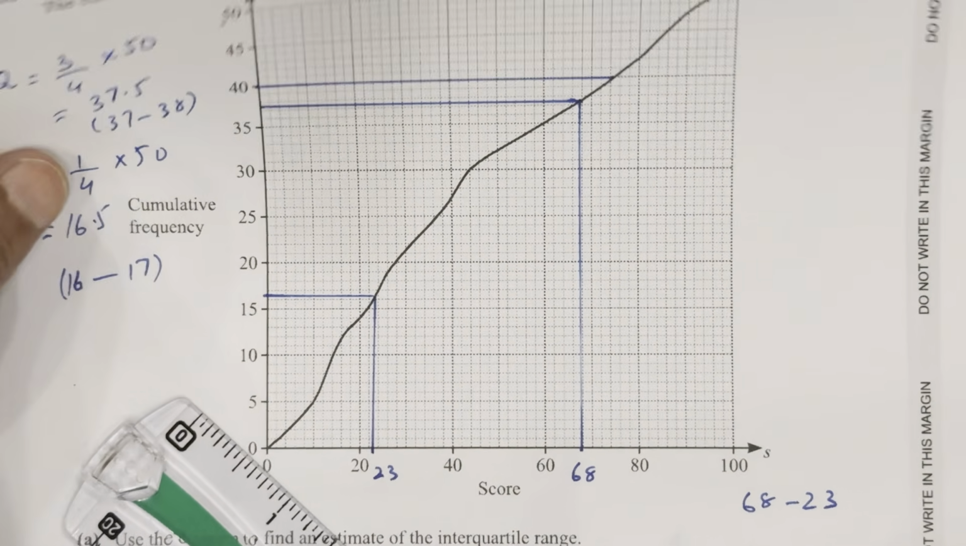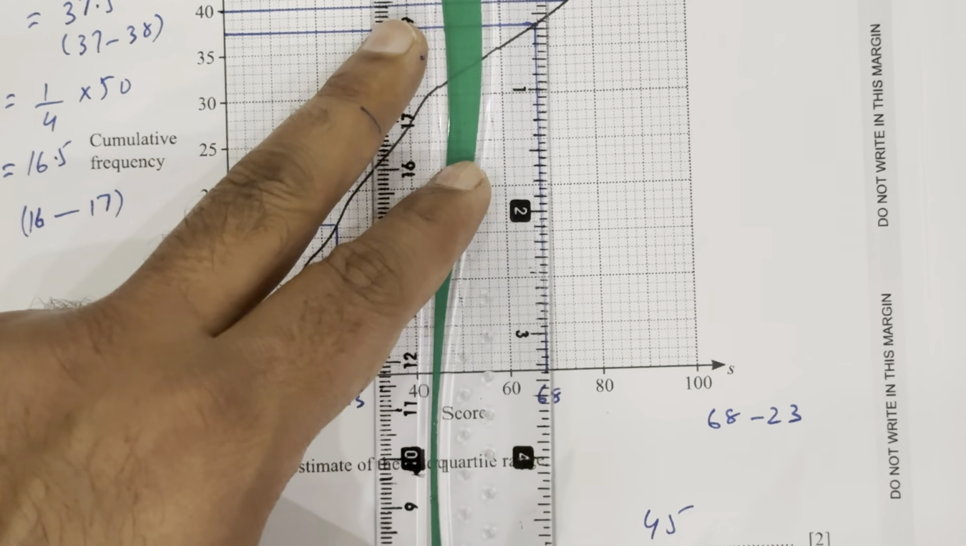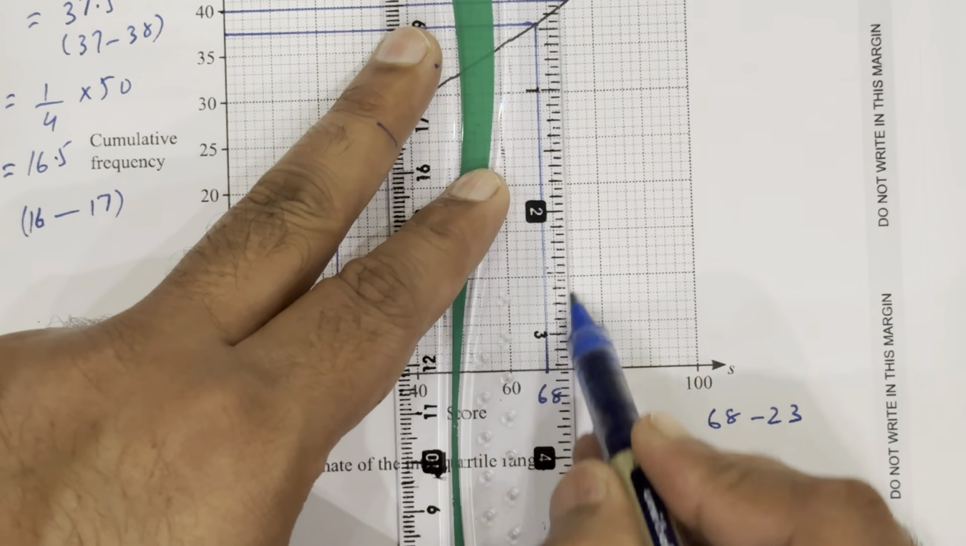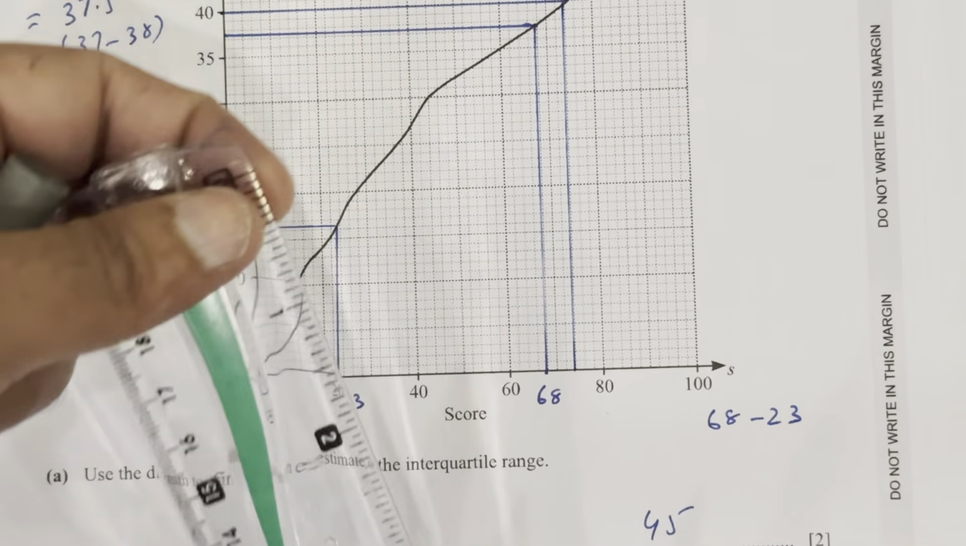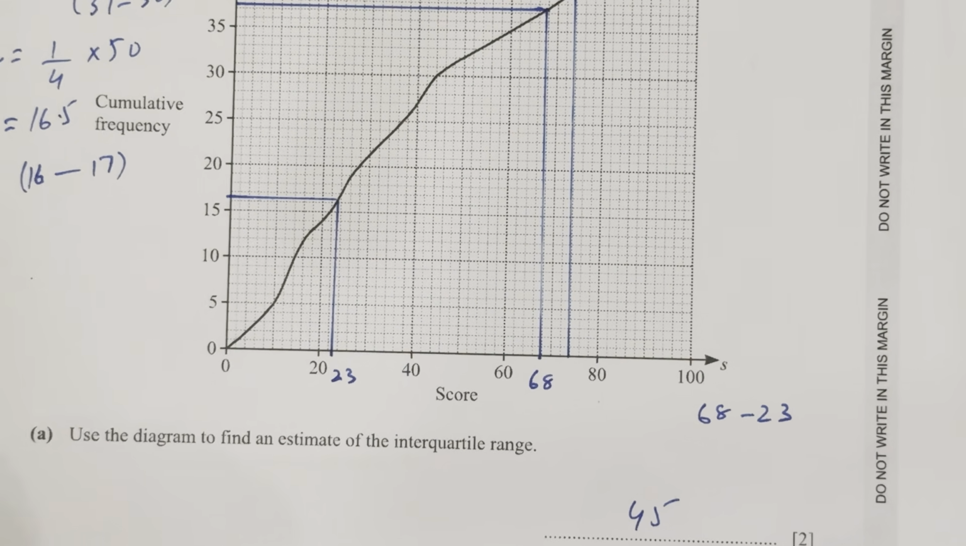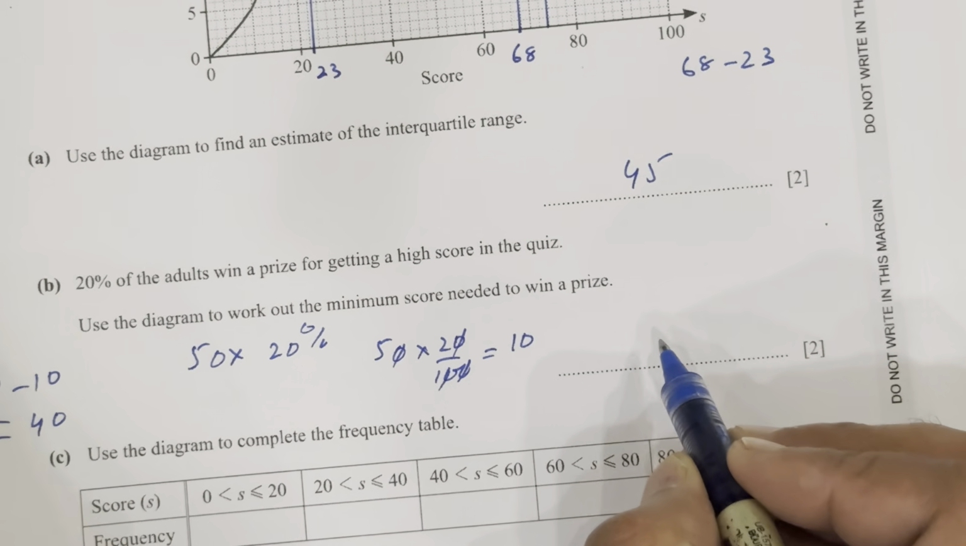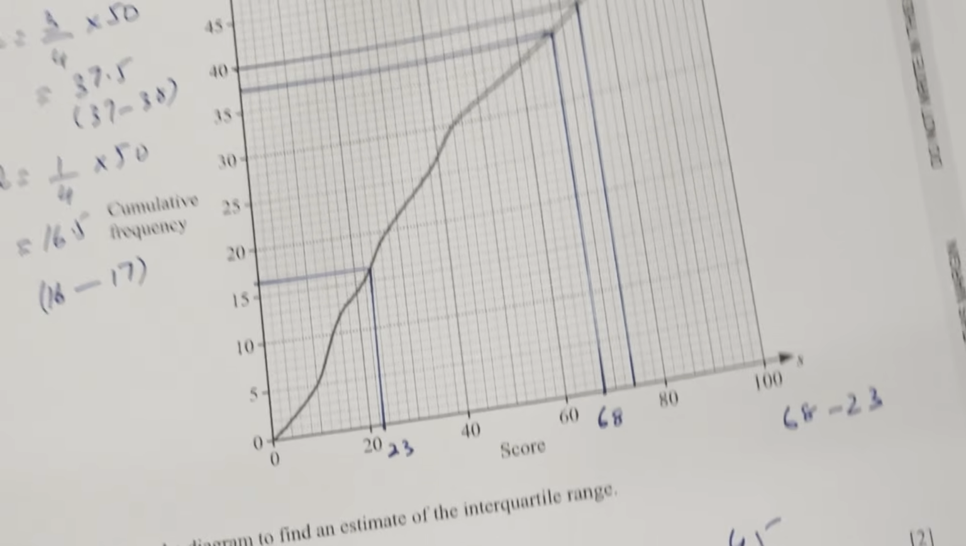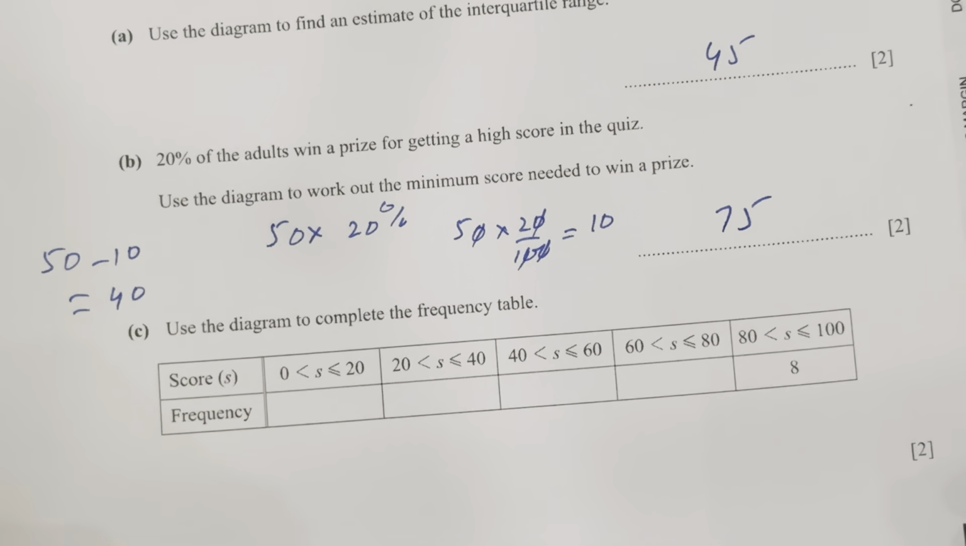So this is 40. And this value is coming exactly to 75. So our answer would be 75. Or if your answer comes 74, 76, 73, 77, it would be considered correct.